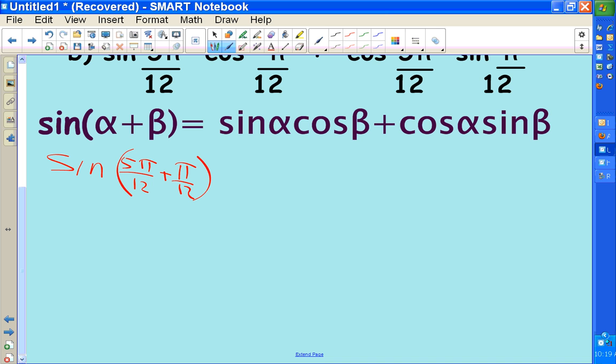When you add these, 6 pi over 12. So what is the sine of pi over 2?